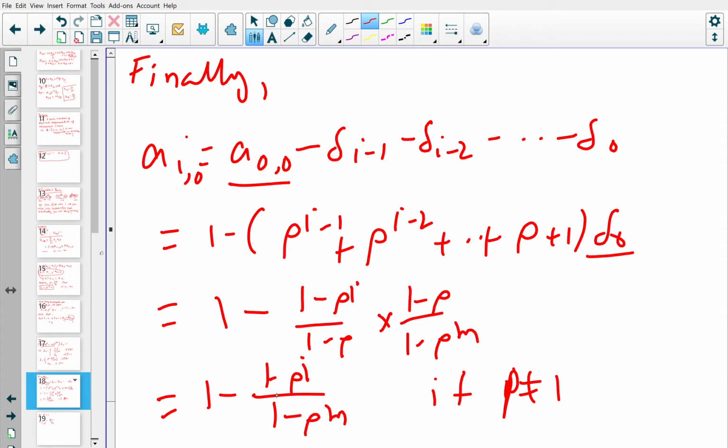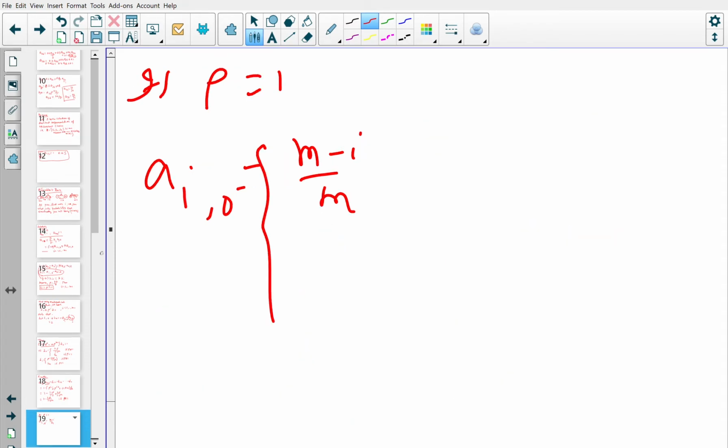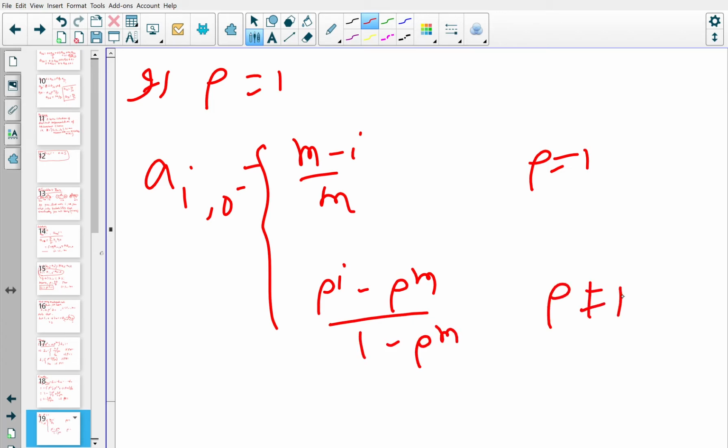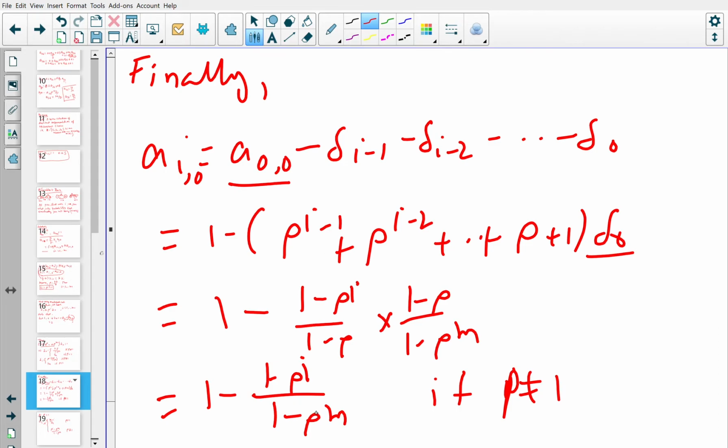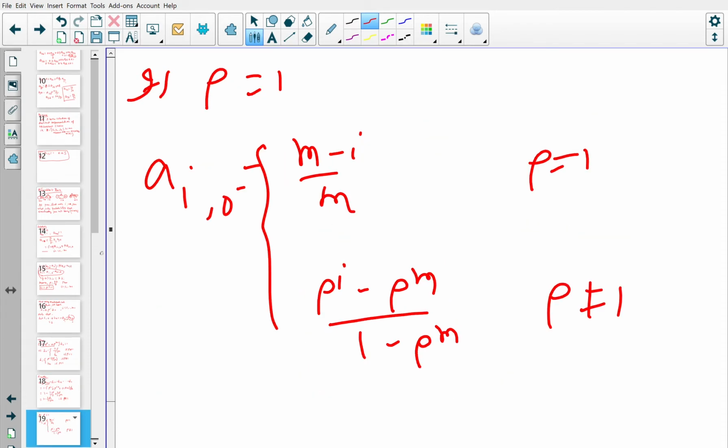So either you have this, 1 minus this, so this is for rho equal to 1, and for rho not equal to 1 it is (rho power i minus rho power m) by (1 minus rho power m). Because of 1 minus this, so 1 minus rho power m, then the 1 gets cancelled, so this i minus m comes, right? So you get all the absorption probability. So you start with i, and then you will end up with 0 with this probability.